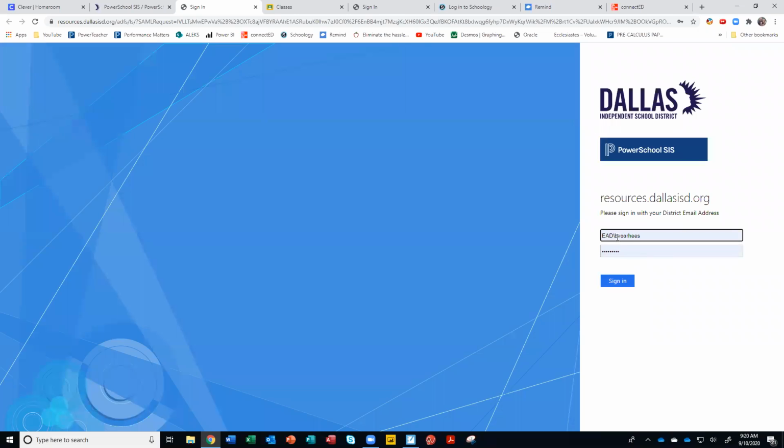And now from here, you're going to need to type in just your ID number. So that should be just your ID number. Do not, on this first page, type in the at dallasisd.org part. It's just your ID number, and the password is DISD$2022. So that's what you're going to do here. So there's my username, which for you is an ID number, and you sign in.